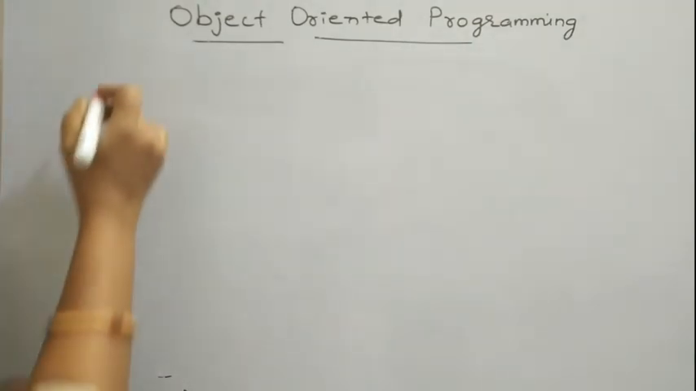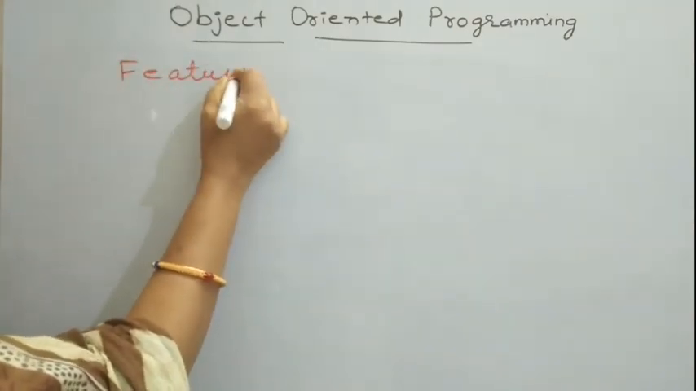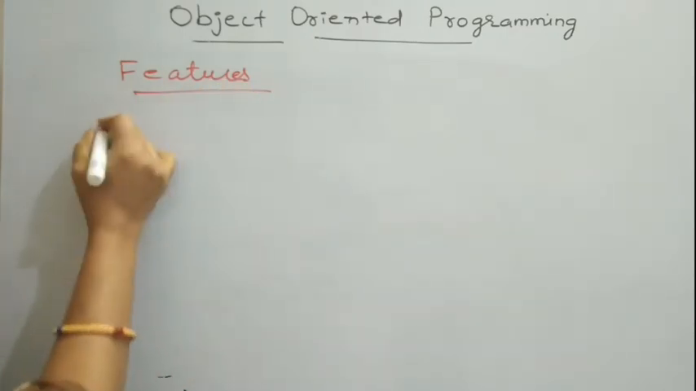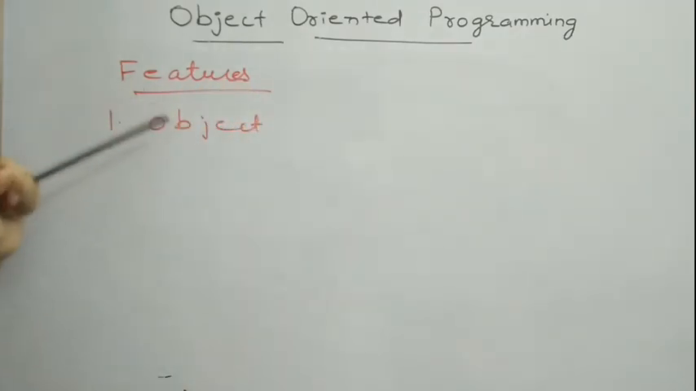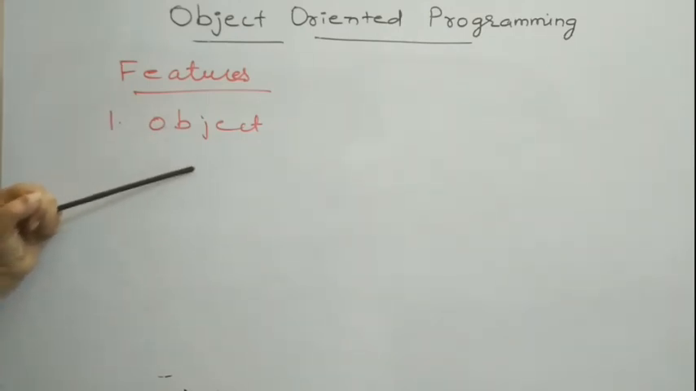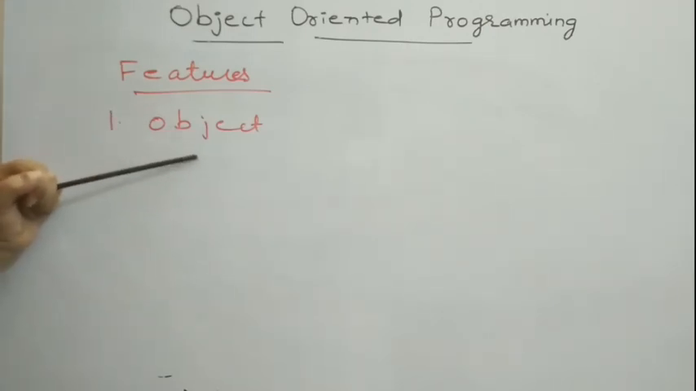Let me summarize the features of object-oriented programming. The first one is object. Real world entities are modeled as objects. An object has state and behavior. State is its property. Behavior is the functionality implemented by this object. An object is essentially a user-defined data type. An object will occupy some amount of memory when it is created.